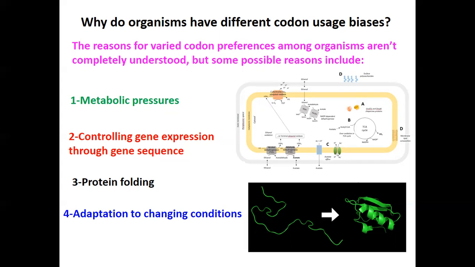Controlling gene expression through gene sequencing. Proteins that are encoded by codons with low abundance or poorly charged transfer RNAs may be produced at a lower rate than proteins encoded by highly abundant charged transfer RNAs. For example, it was found that translation efficiency is well correlated with codon bias in both E. coli and Saccharomyces cerevisiae.